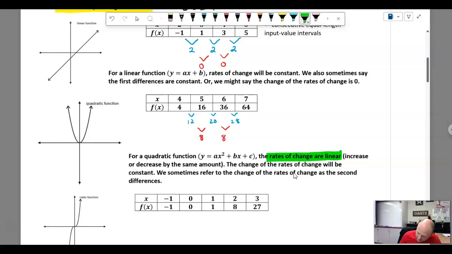But again, I like this explanation here for quadratics: the change in the rate of change will be constant. And sometimes the change of the rates of change is also known as the second difference.